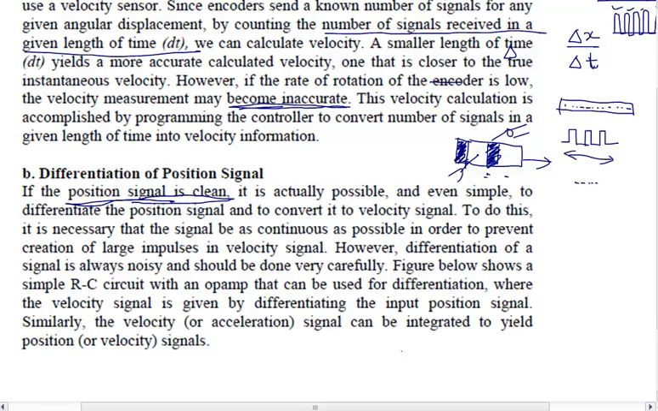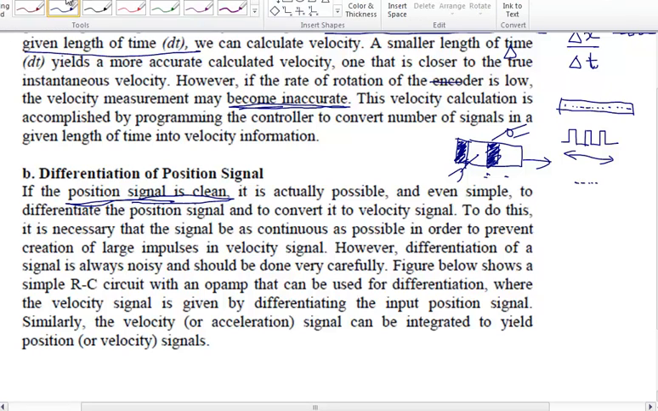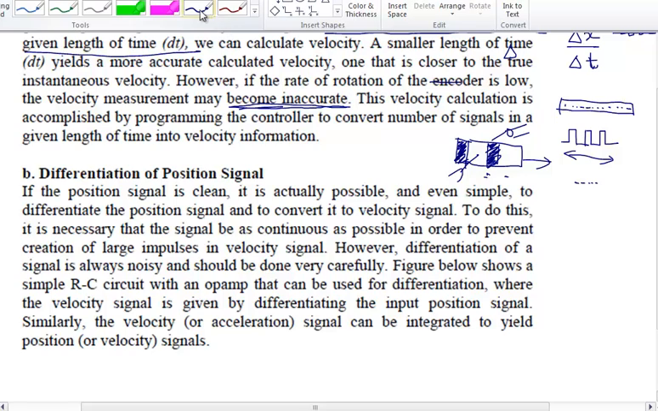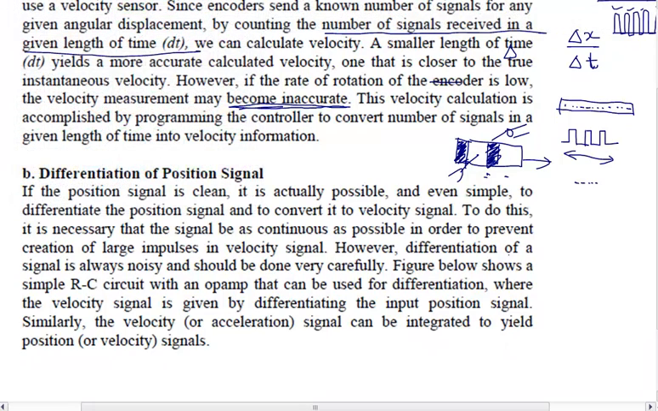Okay, so what is happening here? See here, when we say the differentiation of the position signal, it means that we know mathematically an equation about velocity. Velocity is the rate of change of distance with respect to time, dx by dt.